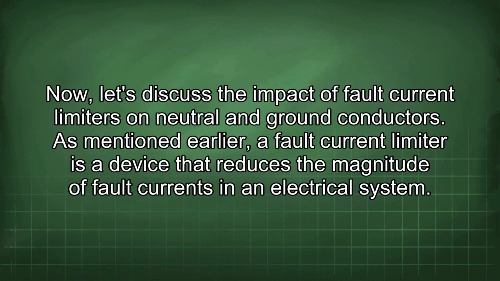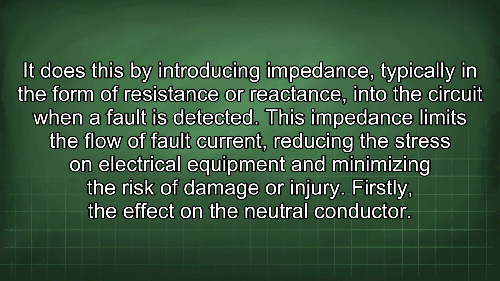Now let's discuss the impact of fault current limiters on neutral and ground conductors. As mentioned earlier, a fault current limiter is a device that reduces the magnitude of fault current in an electrical system. It does this by introducing impedance, typically in the form of resistance or reactance, into the circuit where a fault is detected.